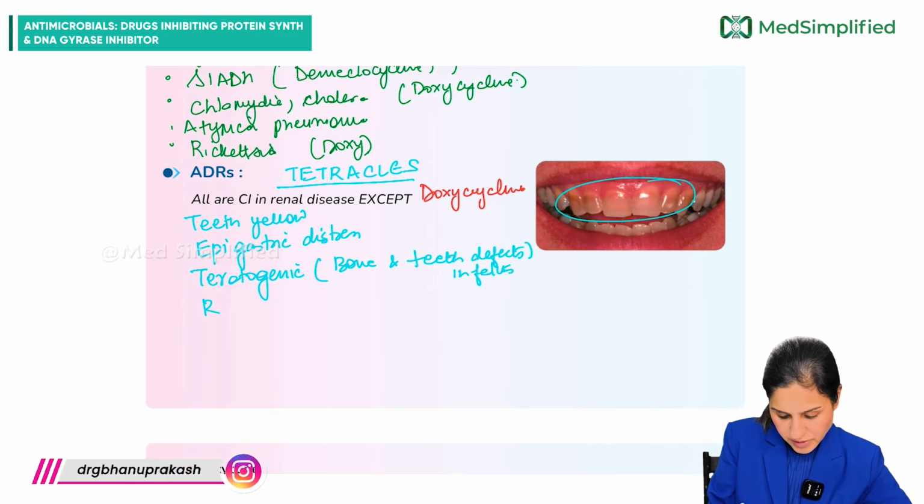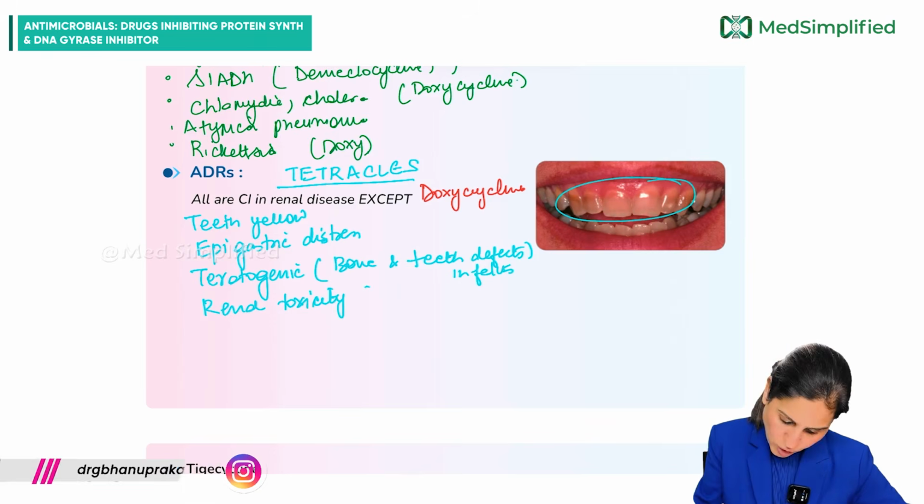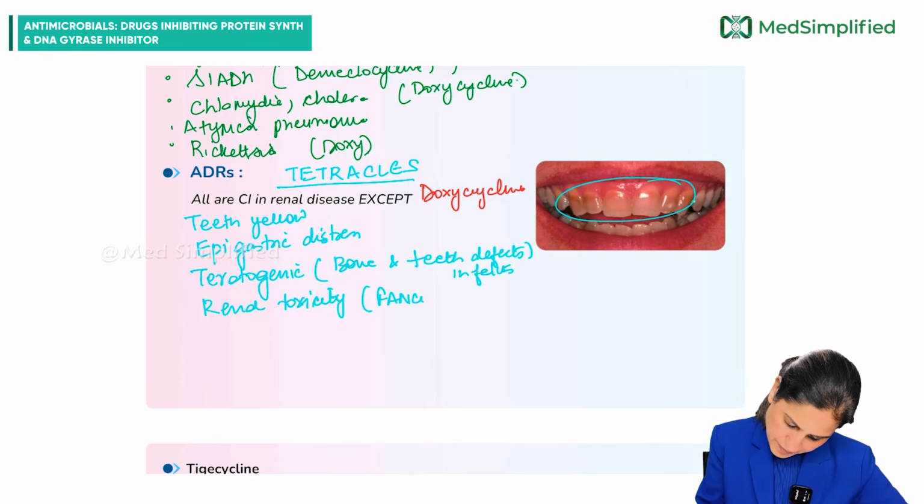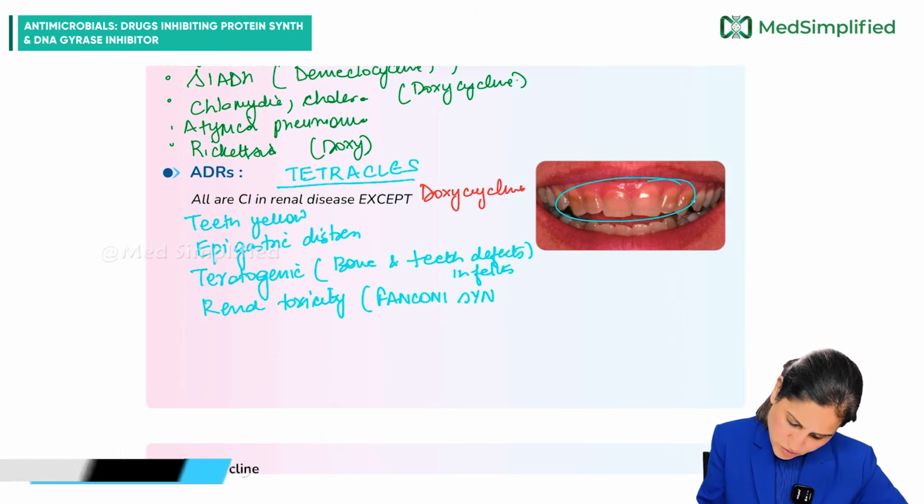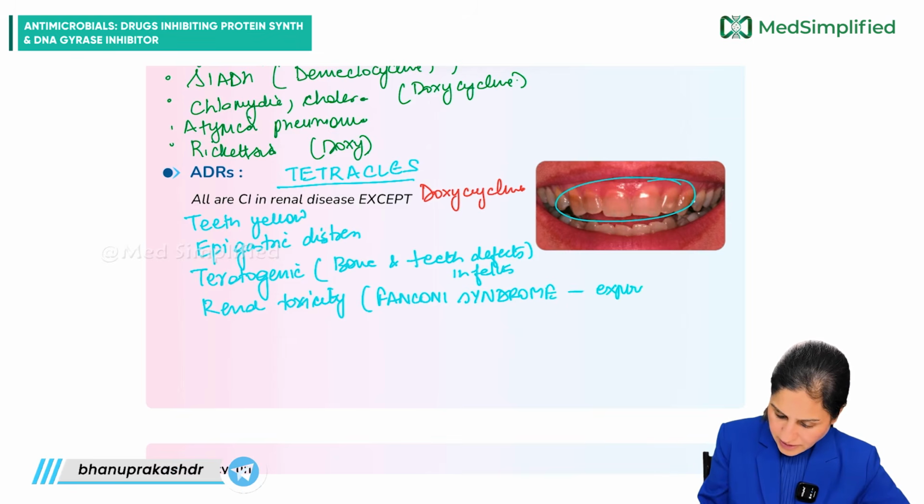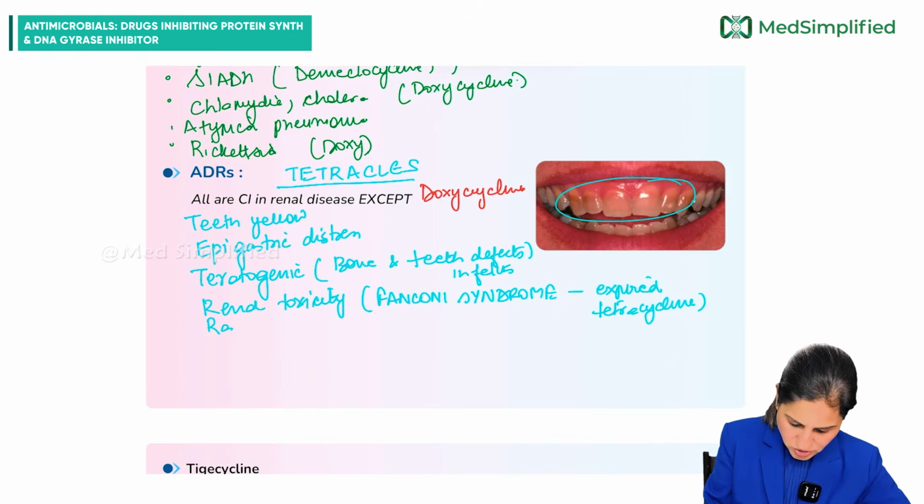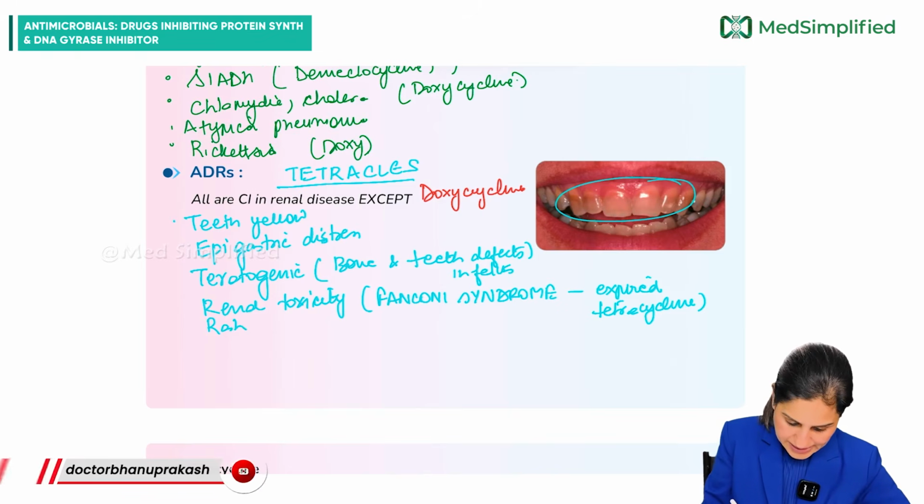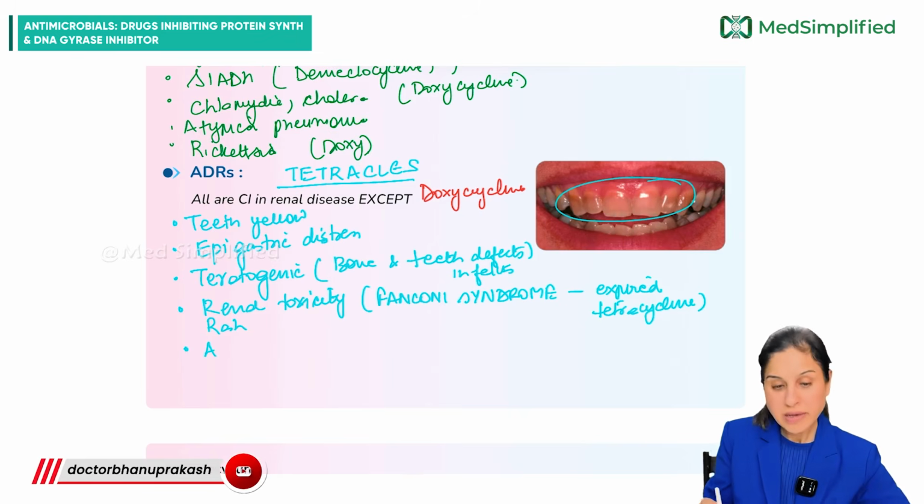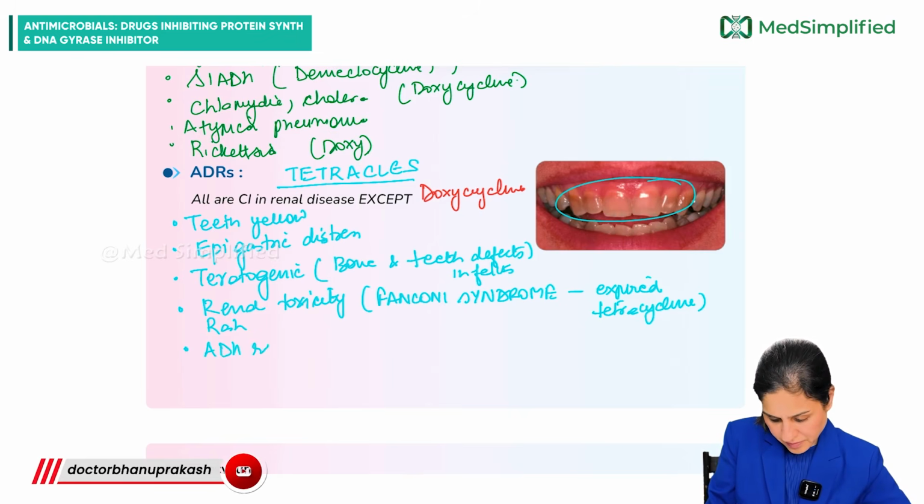R stands for, it can cause renal toxicity. There is a condition called Fanconi syndrome seen with expired tetracyclines. Also, there can be rash. Then A stands for ADH release is inhibited.